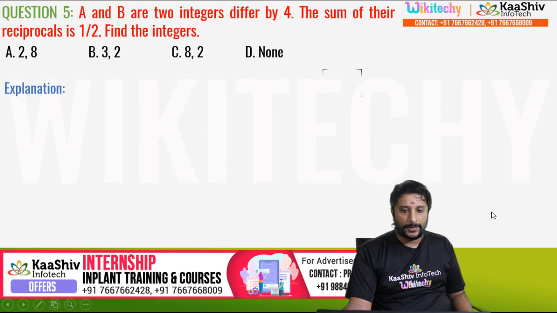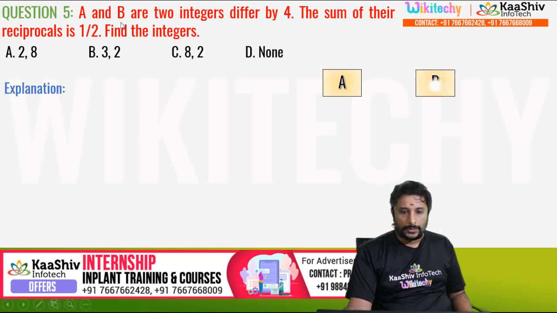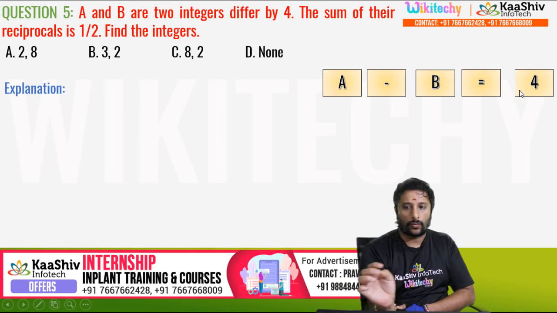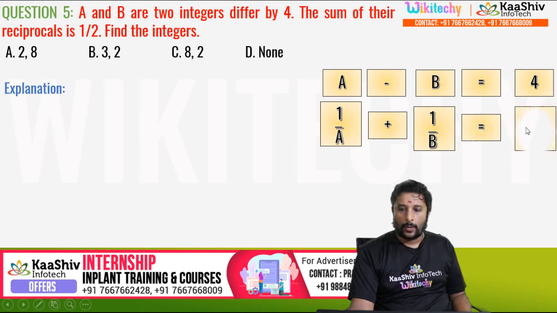So let's see the explanation. Sorry, this is the one. A minus B is equal to 4, and 1 by A plus 1 by B, the sum of their reciprocals, is 1 by 2.